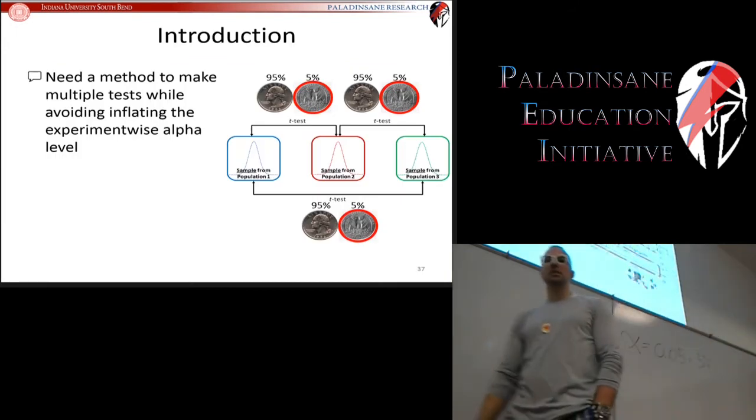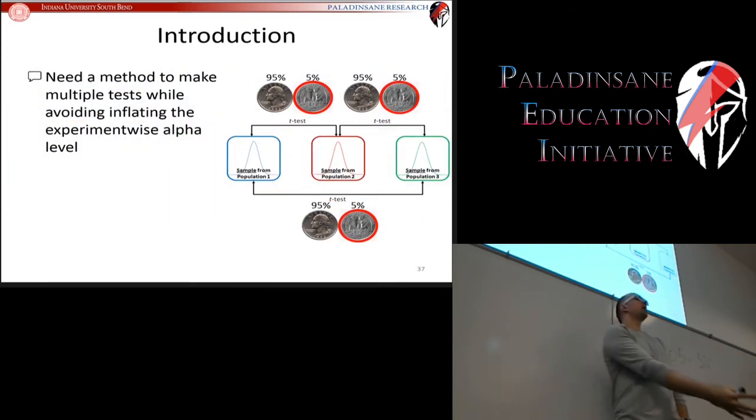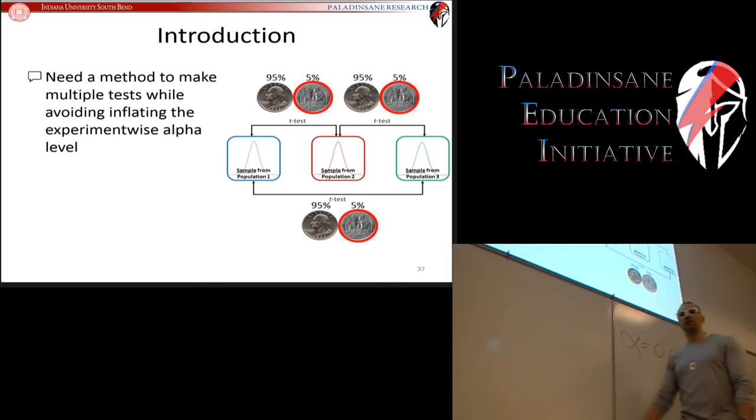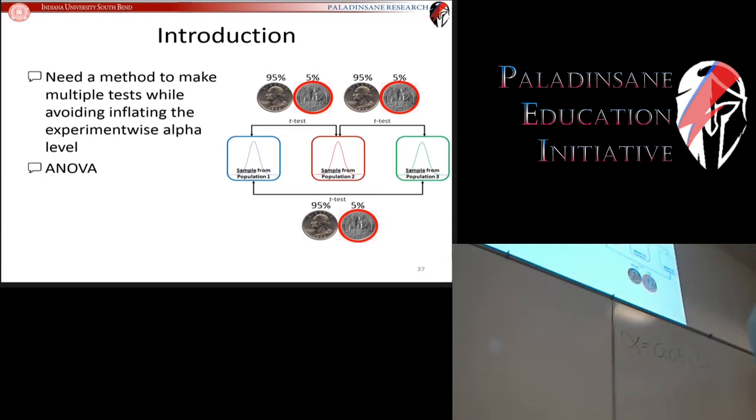So this type of study is a psychologically relevant study. We want to know these things. We're interested in behavior. We're interested in cognition. But we need a way of making those multiple comparisons without inflating that type 1 error rate. What we need is a method to make those multiple tests without messing up our alpha level, and that's what an ANOVA does. So now we know why we need an ANOVA. Any questions on that before we go to the nuts and bolts of an ANOVA?